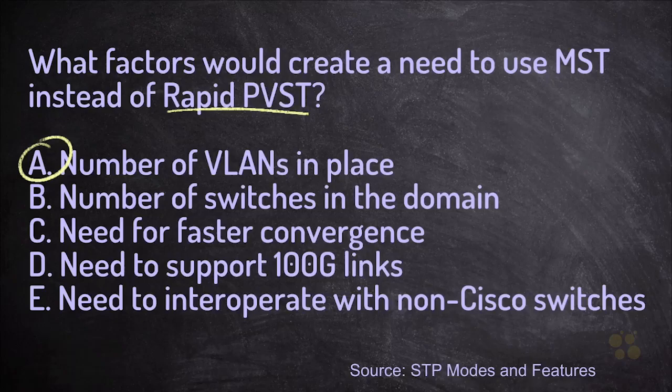Both MST and rapid PVST can handle all the switches we can throw at them, so B isn't a concern. Next, faster convergence is not a concern because MST uses rapid under the hood just like rapid PVST, so C, not a factor. Next, the need to support 100 gig links.